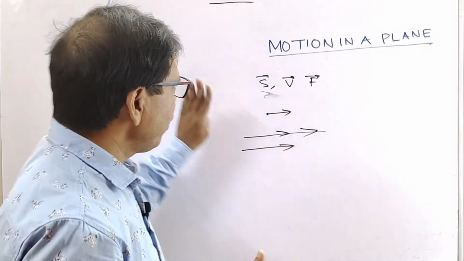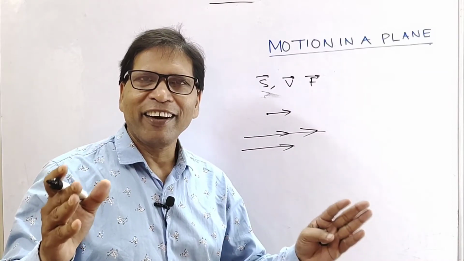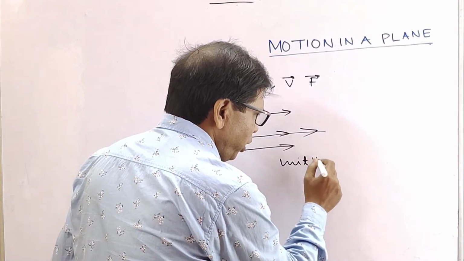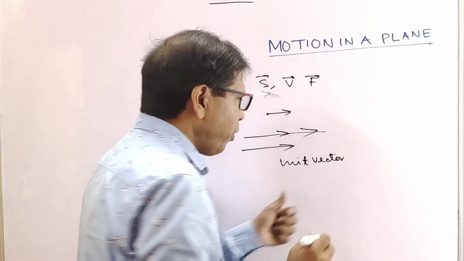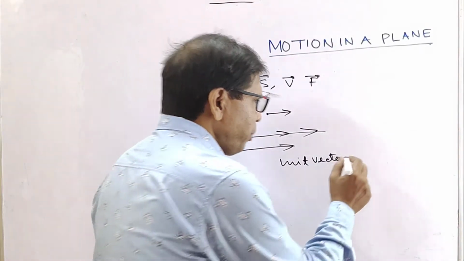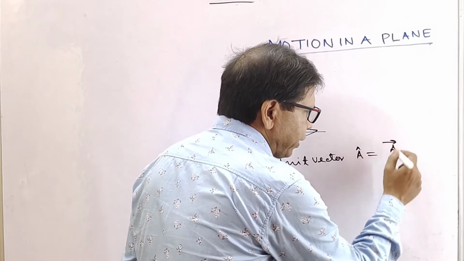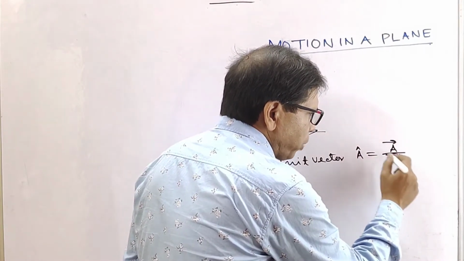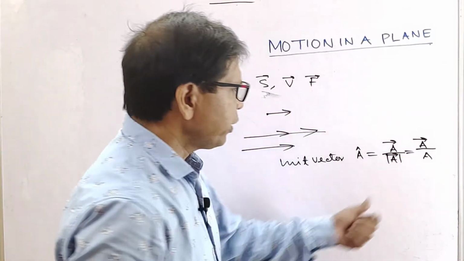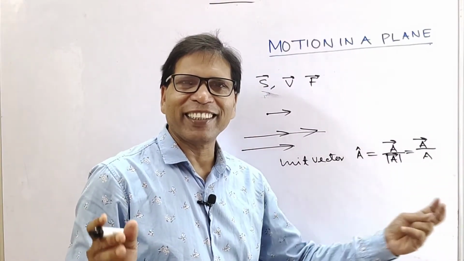Now coplanar vector. All the vectors in a given plane are called coplanar vectors. Then unit vector. The vector of unit magnitude is called a unit vector, or if a vector is divided by its magnitude. Look at this, this is the vector and this is the magnitude of the vector, and it can also be written as A vector by A magnitude, then it is called a unit vector. So a unit vector is dimensionless.